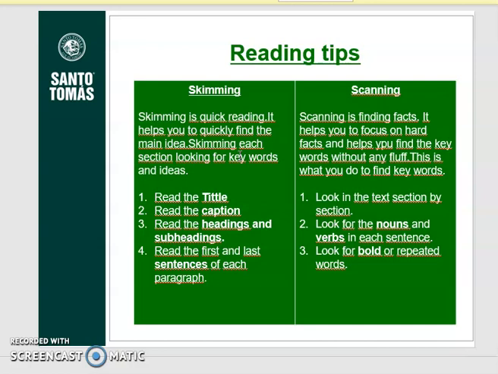Look in the text section by section. Look at the nouns and the verbs in each sentence. Look for bold or repeated words. All right. Now, one thing I will suggest you to do when you have to face long texts and you want to scan them, not to skim them, all right? Read each paragraph and try to assign each paragraph a main idea or main objective, all right?